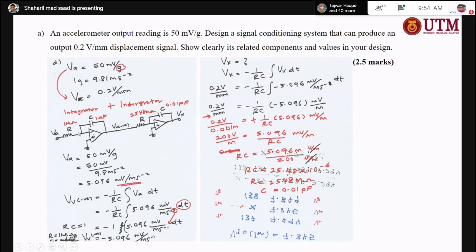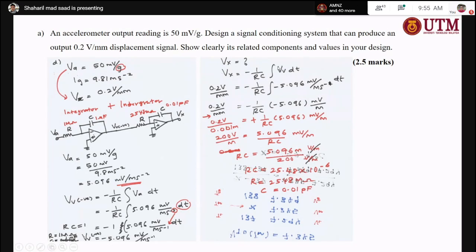Okay. And then for the first integrator, you can use the value for C and R, 1 microfarad and 1 mega ohm. Just choose 1 equal to 1. And then first of all, you need to convert G to a standard value, and then you can find the Vv negative. I just label it the voltage velocity negative, right? So we get the negative value here, then you can get minus 5.096 here. Okay, and then you can find the Vx, right?